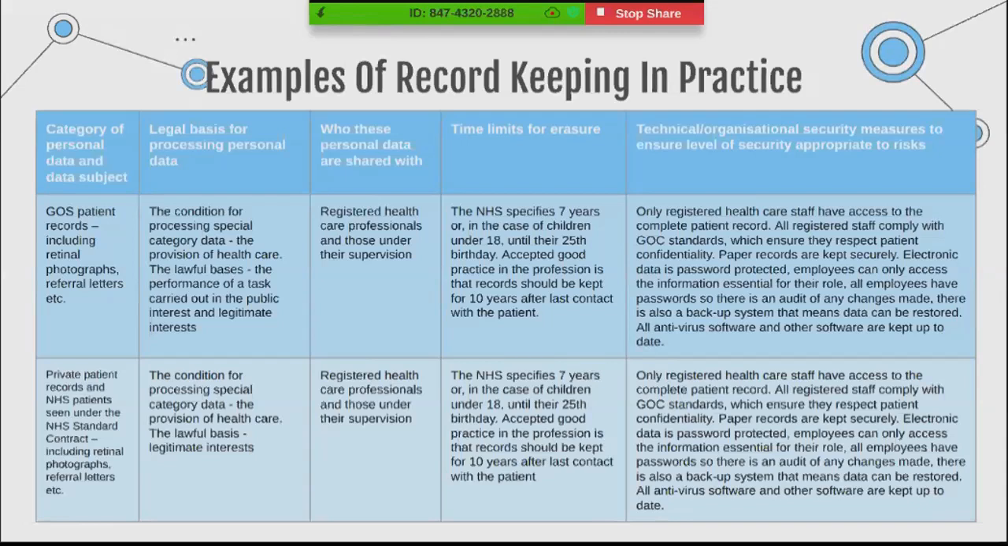So if there is any kind of breach, particularly from a fitness to practice perspective, if there were any kind of issues with how data has been handled or how records have been manipulated, then that audit trail is really important. So that password protection is essential. But there also needs to be a backup system, so any data that may be damaged can be restored. And it's also important that all antivirus software and other software is kept up to date to ensure that there's no issues in terms of data getting corrupted or hacked into.